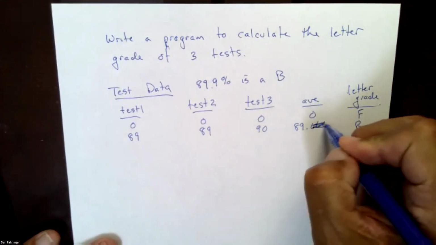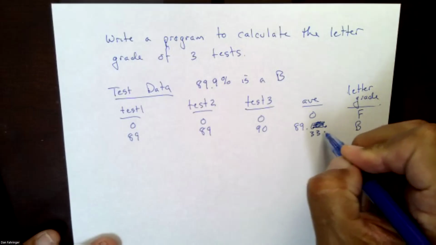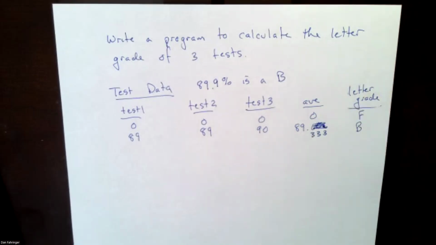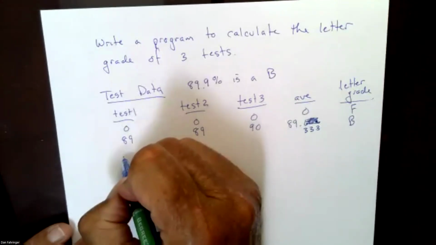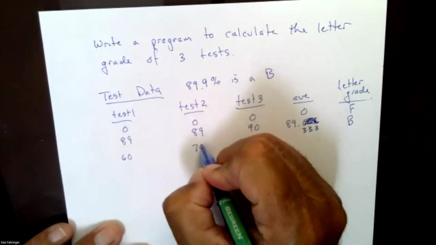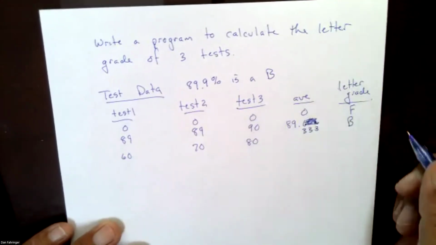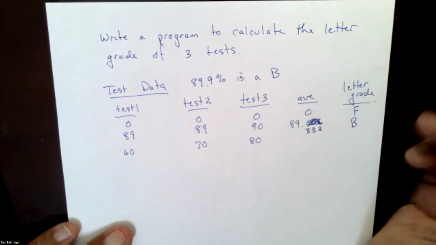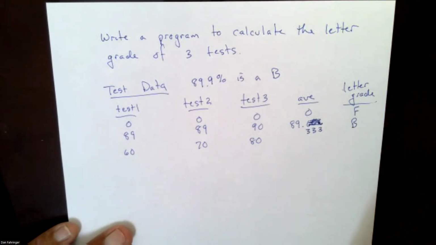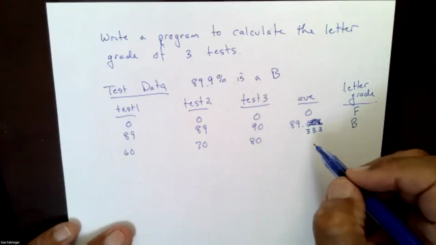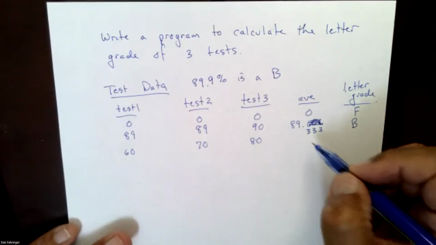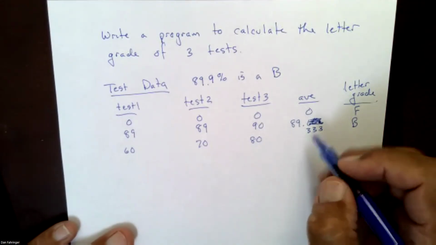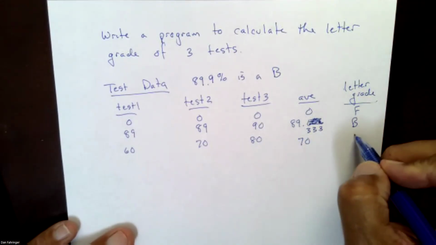Actually, this isn't 666, is it? It's 333. Ooh. About 60, 70, 80. What's the average? 70, right? And that should be a C.